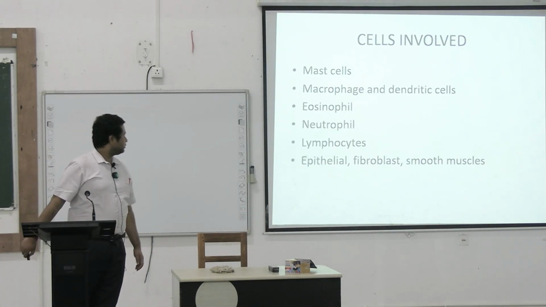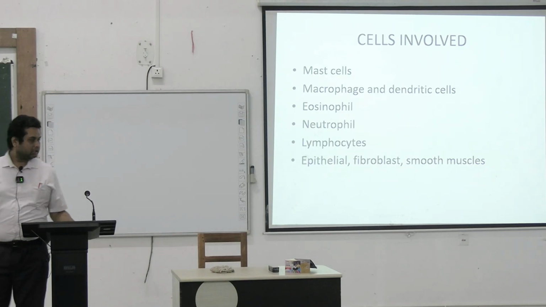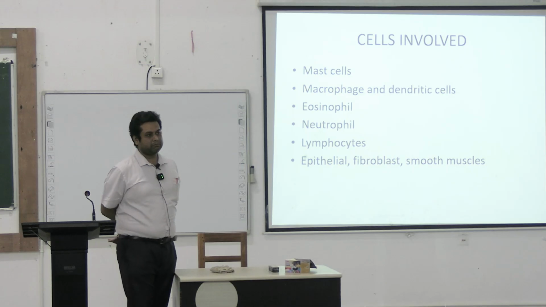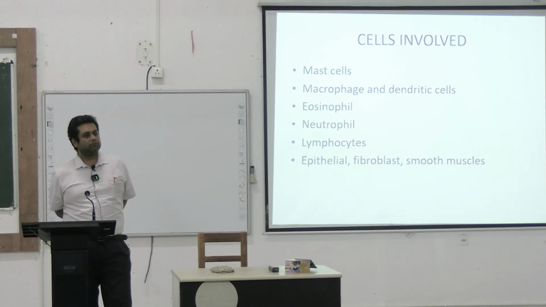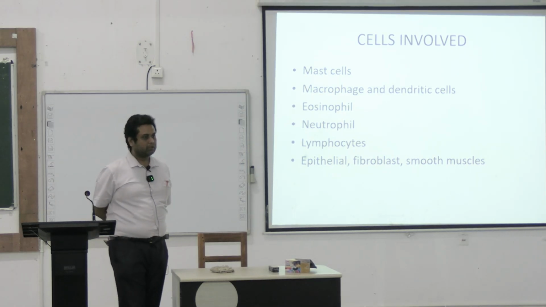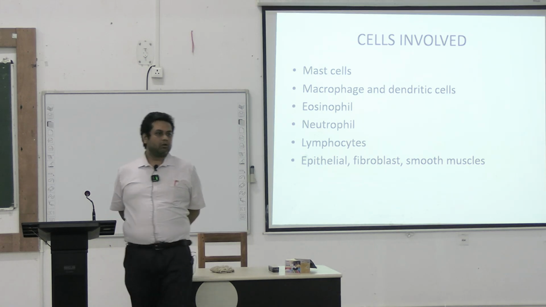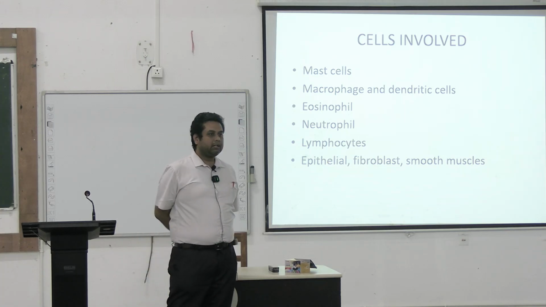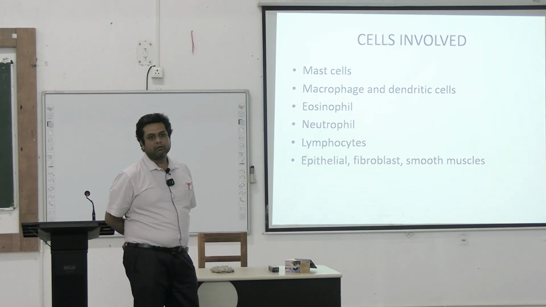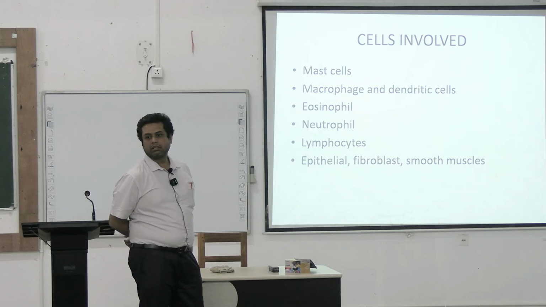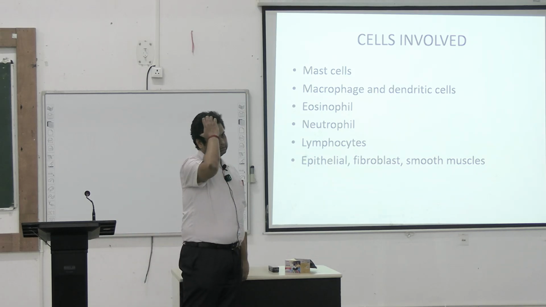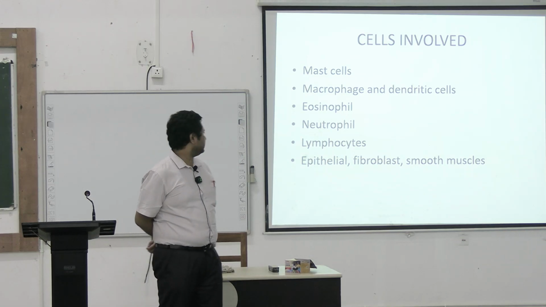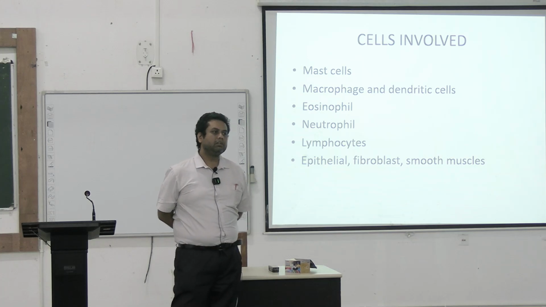The cells involved, you are familiar with these cells. There are mast cells. Mast cells produce histamine. Histamine is responsible for hypersensitivity and leads to bronchoconstriction. Then macrophages and dendritic cells. What are these? These are antigen presenting cells. They do phagocytosis and present the antigen. Eosinophil.